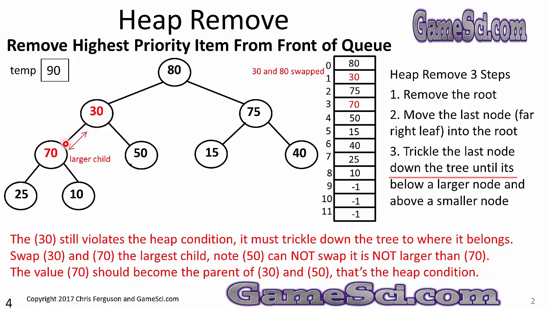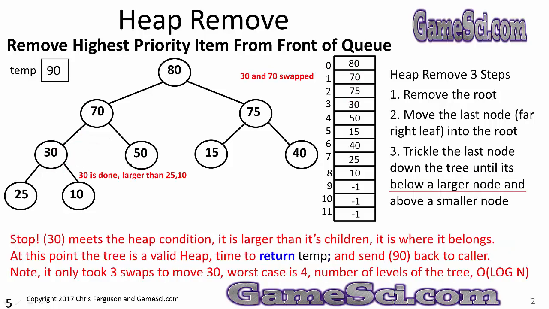Why did we compare 30 and 70 and not 30 and 50? Because 70 is larger than 50. You always compare the node that's trickling down to the largest child. Why do you compare to the largest child? Because the value 70 should become the parent of 30 and 50. That's the heap condition. 70 is the one that has to move up, so it's the parent of 50 and 30. Finishing step 3, the trickle down of the node.